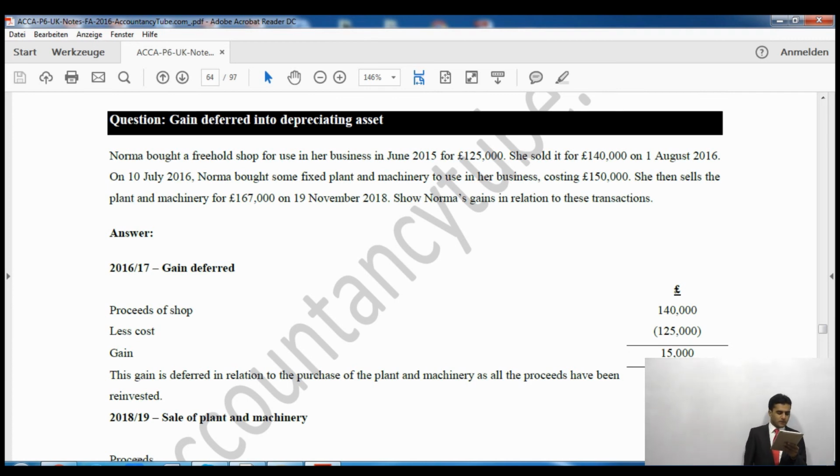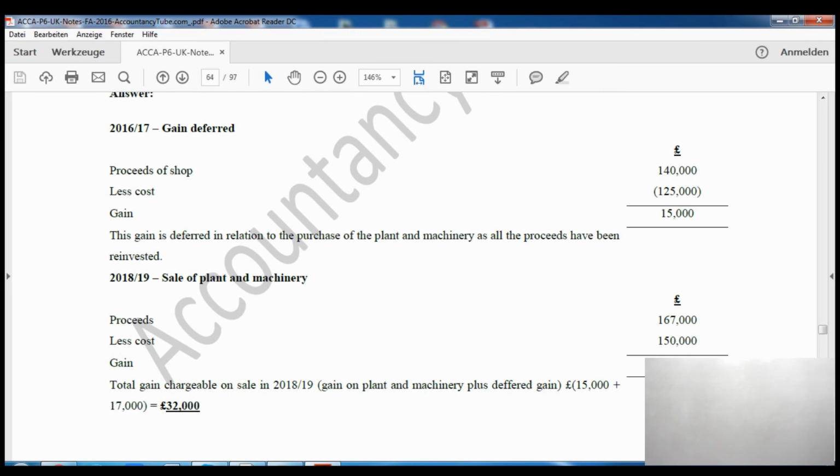Norma bought some fixed plant and machinery to use in her business, costing £150,000. Which means that she has reinvested the whole amount. So the whole gain is going to be deferred, the whole gain is going to be held over, and when it says the whole gain is going to be held over, we'll have to see the treatment of the new asset as well. She then sells the plant and machinery for £167,000 on 19th of November 2018. Now we'll have to see the sales and cost of the new asset as well.